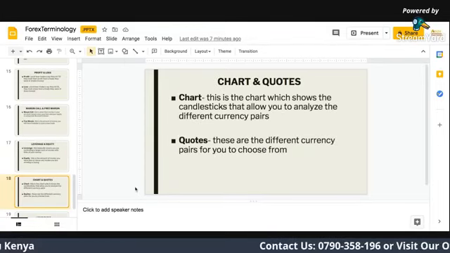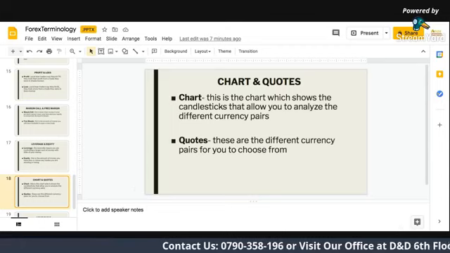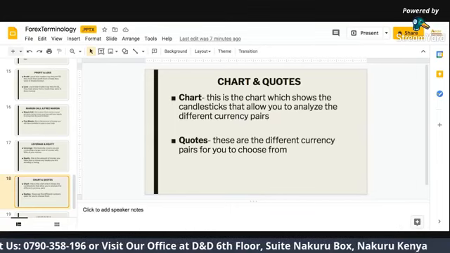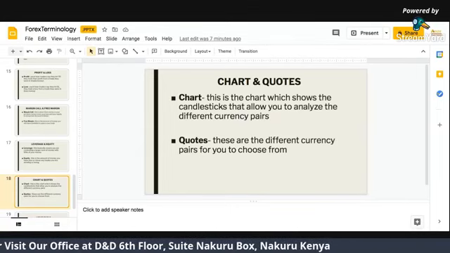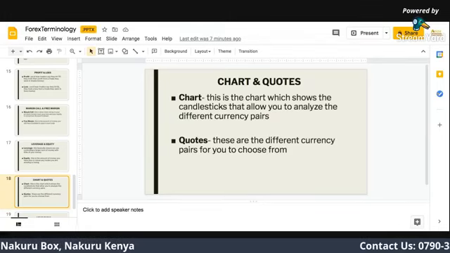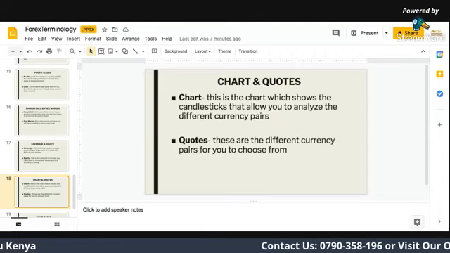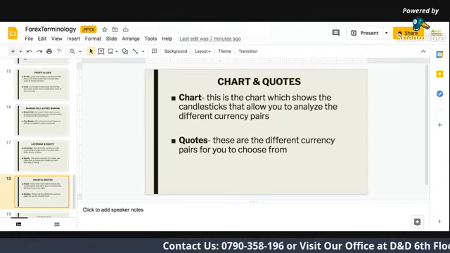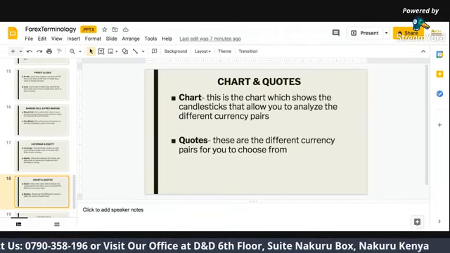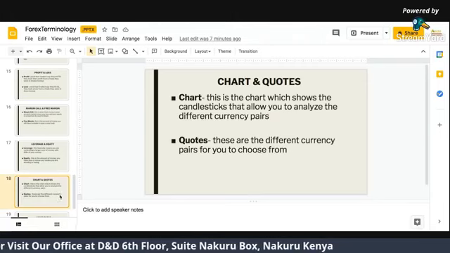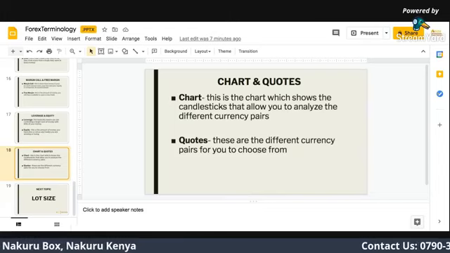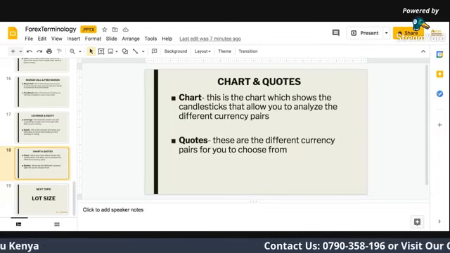And then we have chart and quote. Chart is the one I've been going back to. This is the chart that shows the candlesticks. It shows how the price is moving. We usually use that to analyze and make decisions on whether to buy or sell. Quotes are the different currency pairs for you to choose from. Currency pairs, we talked of GBP USD, and of major and minor pairs. Majors are EUR USD, GBP USD, and USD JPY. Minors, we talk of GBP JPY, the cross pairs, the ones that do not involve the US dollar.